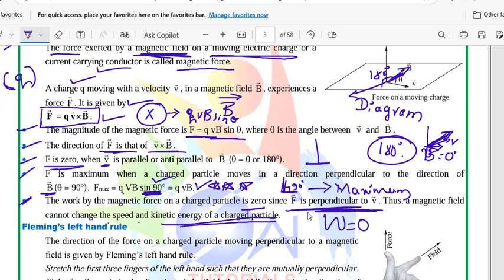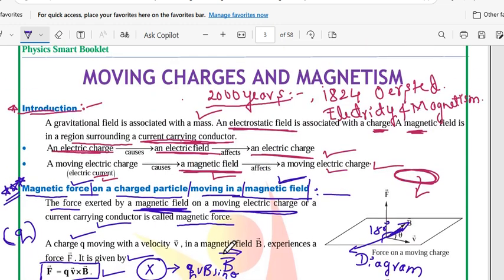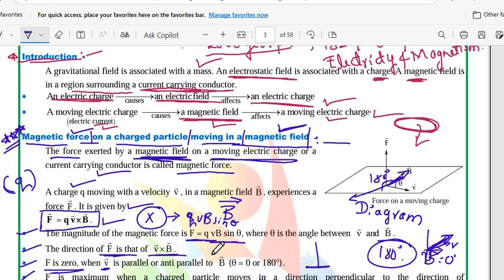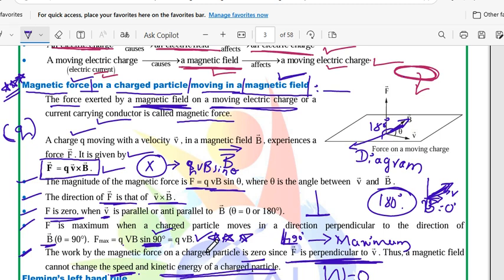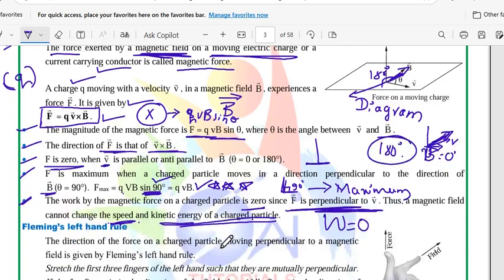If the work becomes 0, then whatever magnetic field is applied in that conductor will not change the speed and kinetic energy of the charged particle. Okay, so these are all about the magnetic force, the magnetic force on a charged particle moving in a magnetic field. So I have discussed here.